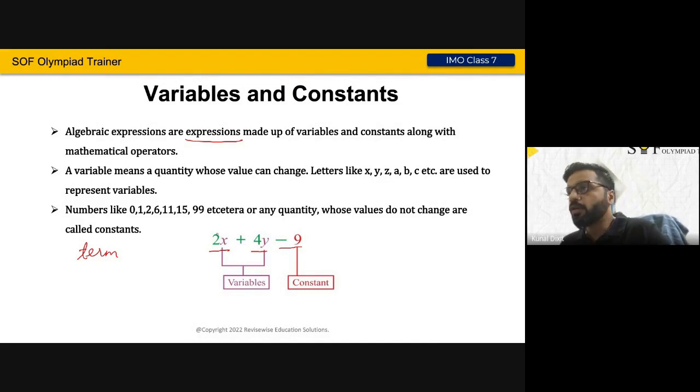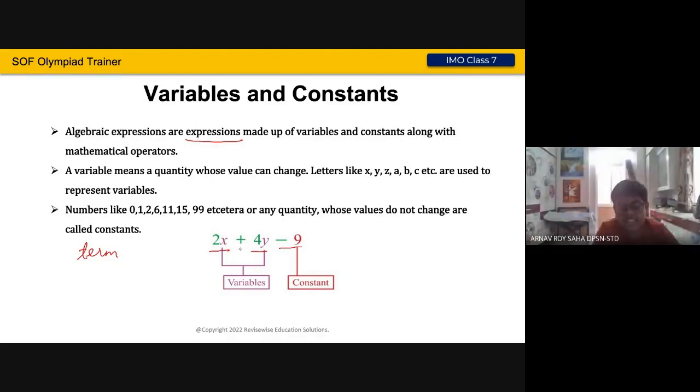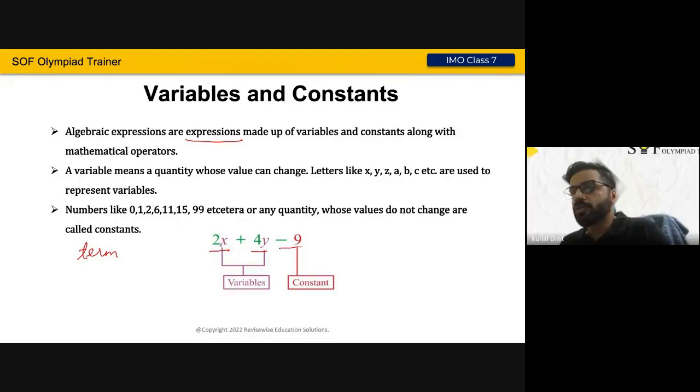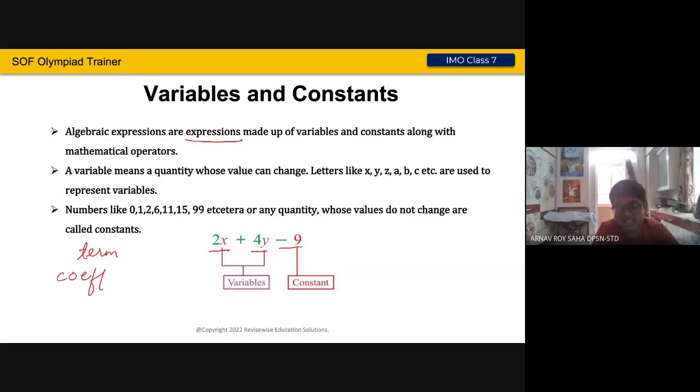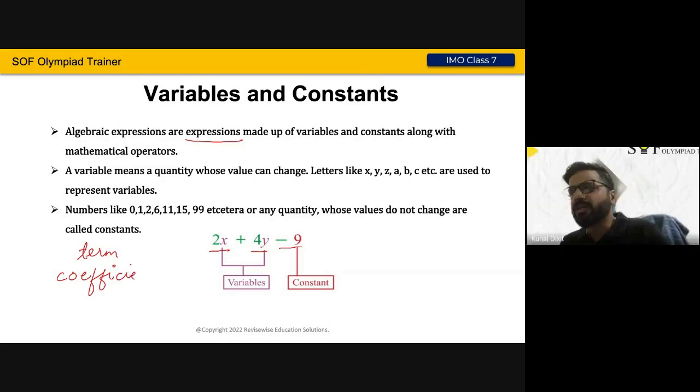What do you say about 2 and 4 here? They are the coefficients. Very good. 2 is the coefficient of x, 4 is the coefficient of y. Is the next word numerical coefficient? It's fine, we can just call it coefficient. It doesn't matter right now.